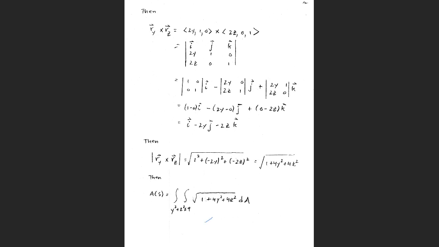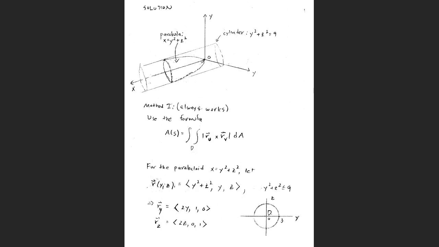So, based on my circle here, I'm going to let y equal r cosine of theta, and I'm going to let z equal r sine of theta, and then of course y squared plus z squared would equal r squared. Right? That's certainly true.